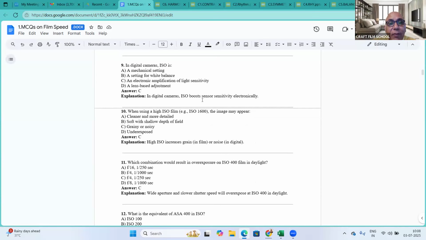In digital camera, ISO is a mechanical setting, a setting for white balance, an electronic amplification of light sensitivity, or a lens-based adjustment? Again, I will repeat this question to understand. In digital camera, he is not talking about the mechanical cameras in which you put your negative. He's talking about cameras which are digital. In digital, everything is basically done electronically, more or less inside the camera. Most of the things are electronic, with only a few physical parts.